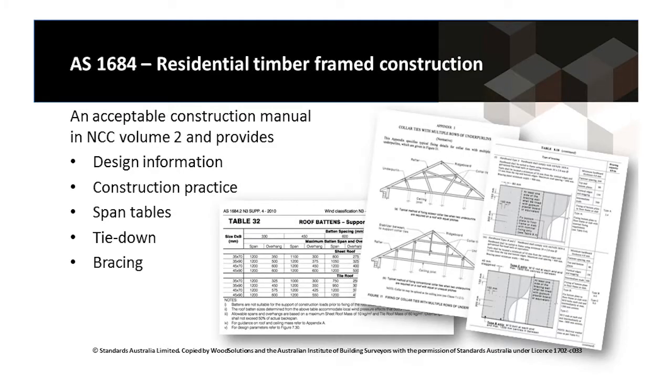So AS 1684 is an acceptable construction manual. It contains design information. It contains construction information. It contains span tables that designers use to select their members. It contains details for tie down and instructions and charts that assist with bracing. It has geometric limitations, and these are serious.